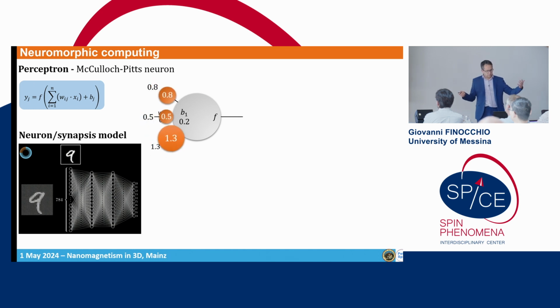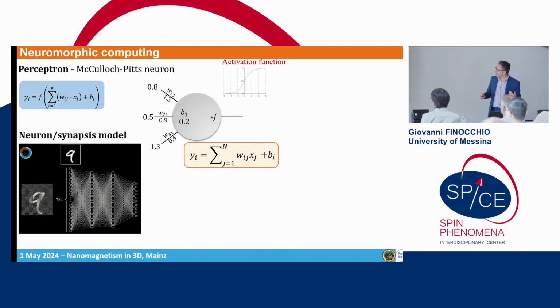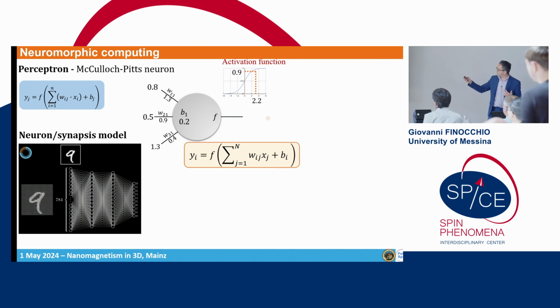Then you weight these inputs with weights W1 and so on, and you sum them all. Each neuron has a local bias, which can be seen like a battery. You apply this local bias, and then at the end the neuron performs a nonlinear operation, which converts this MAC operation into something mapped in a nonlinear space.